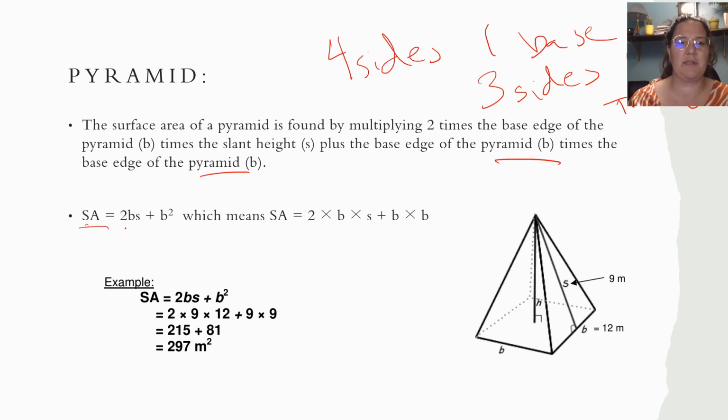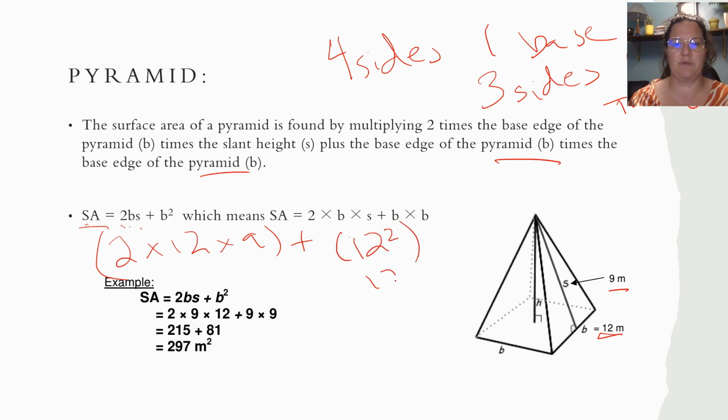So our surface area is 2 times the base times the slant. In this case, our base is 12 and our slant is 9. So we're going to go 2 times 12 times 9 plus the base squared, because it's a square. So plus 12 squared, or 12 times 12. But again, that squared means the exact same thing. When we put that all into our calculator, we get 297 meters squared for the surface area of this pyramid.